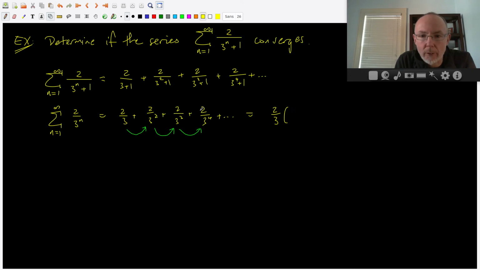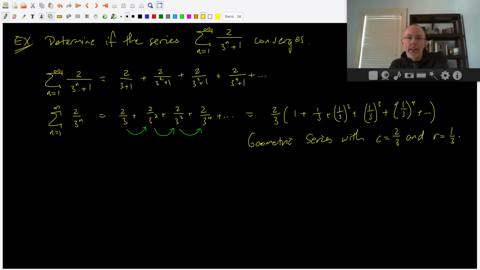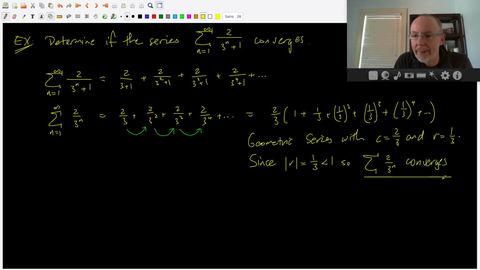I can factor that 2/3, that first term, out, and what I'm left with is 1 plus a third, and then we'll get a third squared, and then we'll get a third cubed. And so this is precisely a geometric series where the constant is 2/3, and remember the ratio here is 1/3. That's the ratio that we get moving from term to term. And this converges because the absolute value of that ratio is less than 1. And that was our condition for convergence. And so we can immediately say that that thing converges.